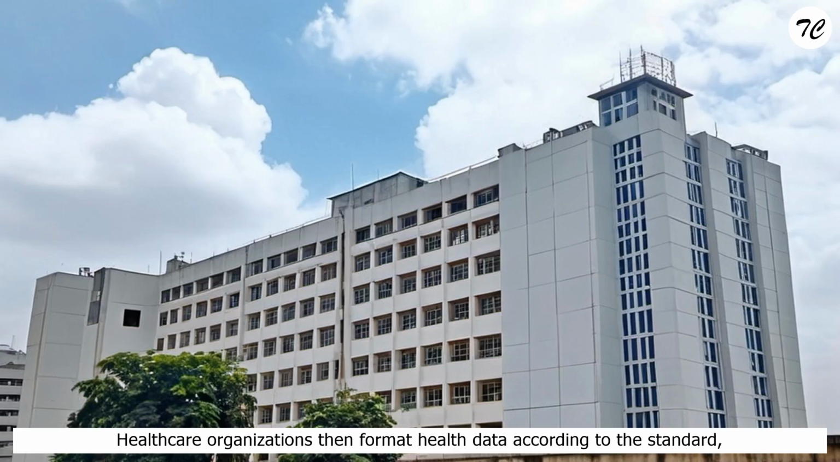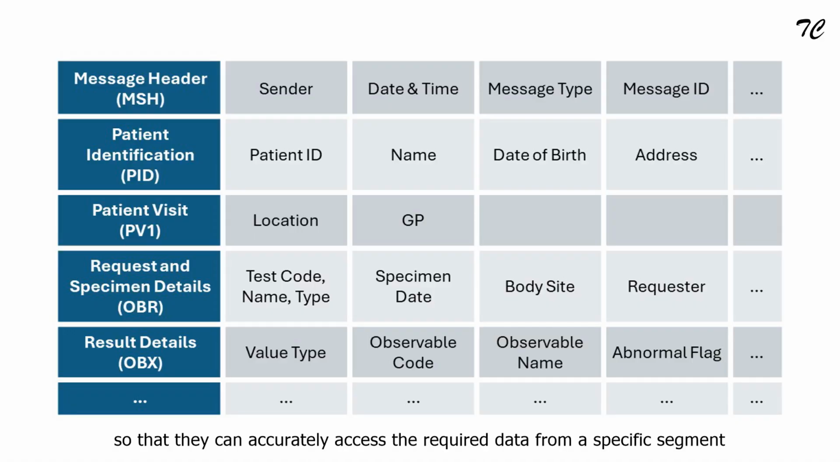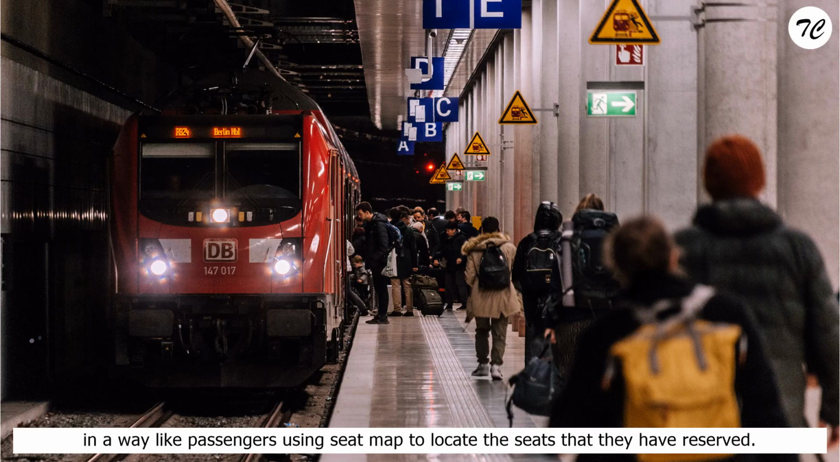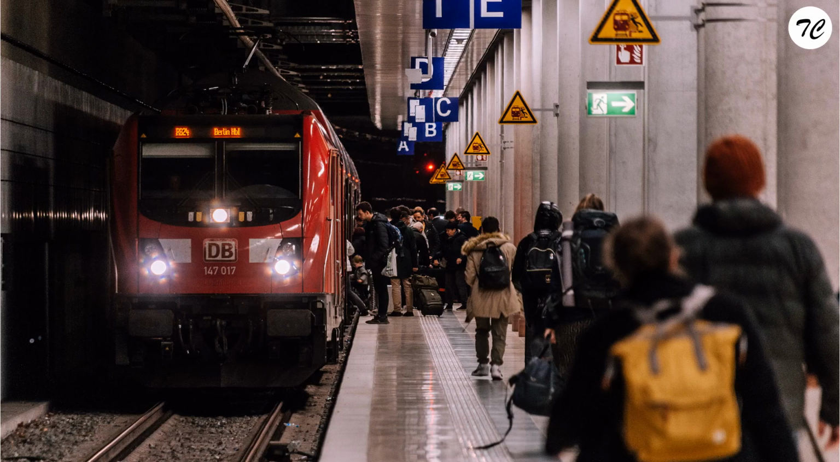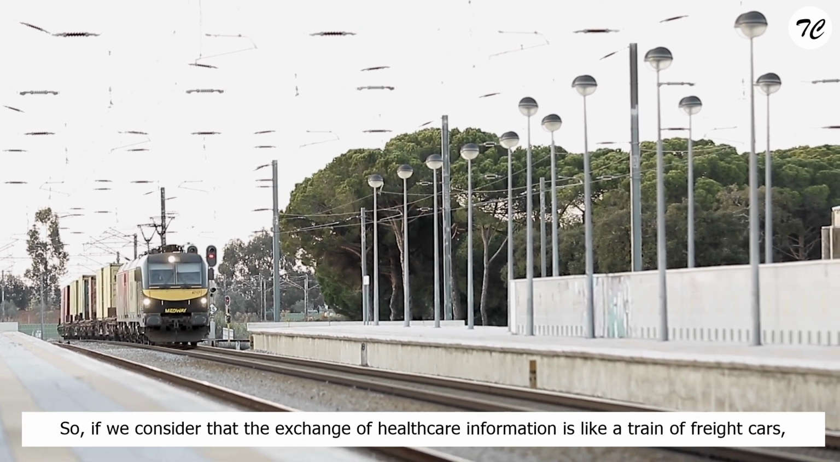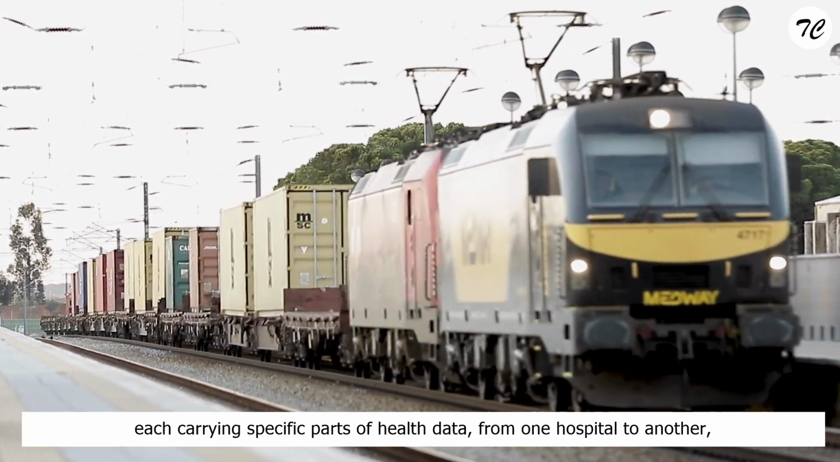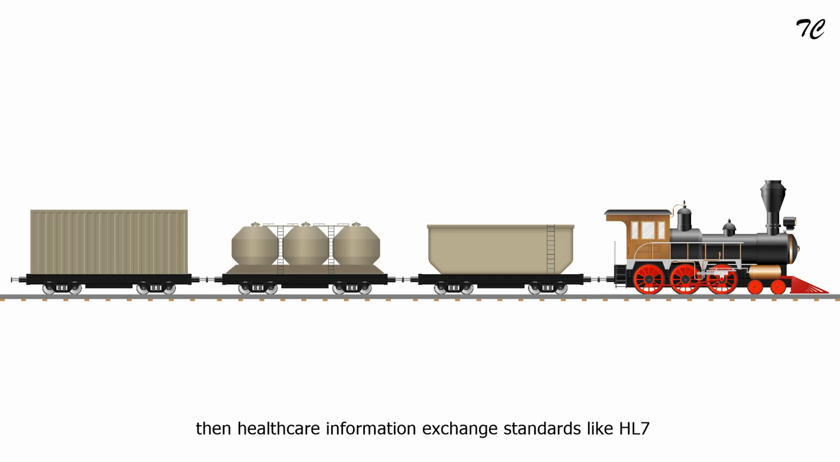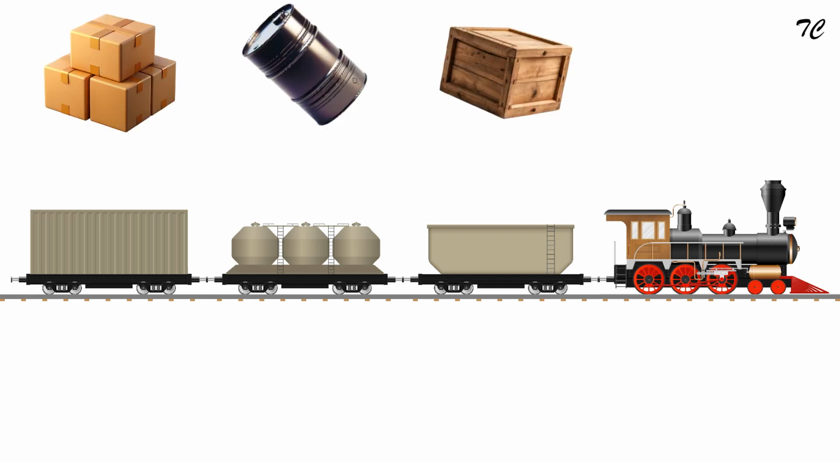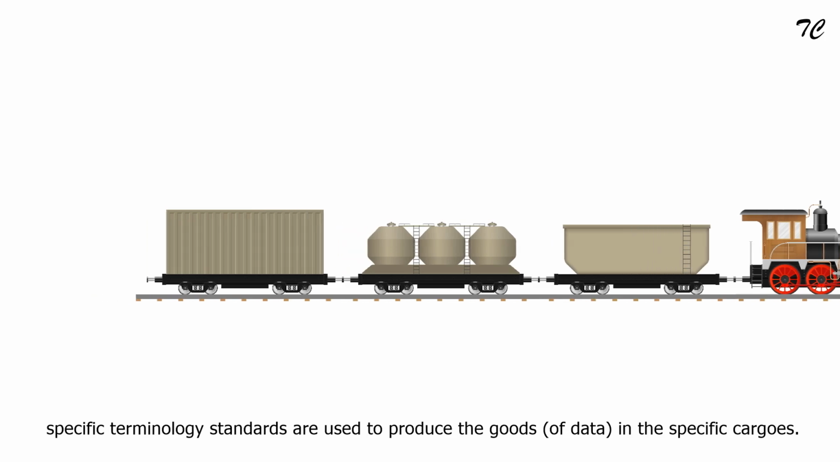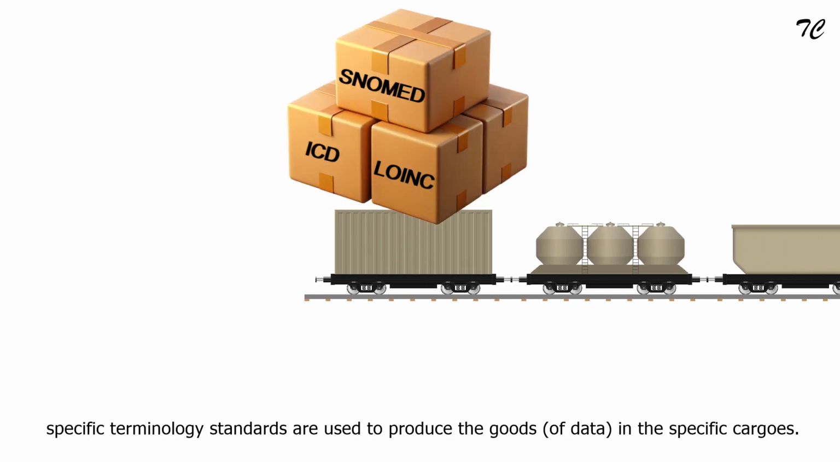Healthcare organizations then format health data according to the standard, so that they can accurately access the required data from a specific segment in the message received from their counterparts, in a way like passengers using a seat map to locate the seats that they have reserved. So, if we consider that the exchange of healthcare information is like a train of freight cars, each carrying specific parts of health data from one hospital to another, then health information exchange standards like HL7 are used to specify which cargoes of data go into which freight car. Whereas specific terminology standards are used to produce the goods of data in a specific cargo.